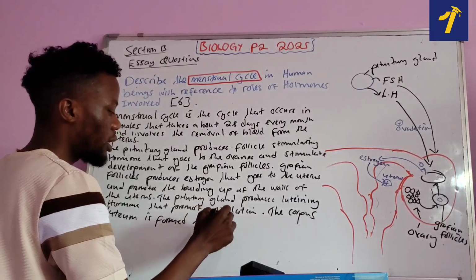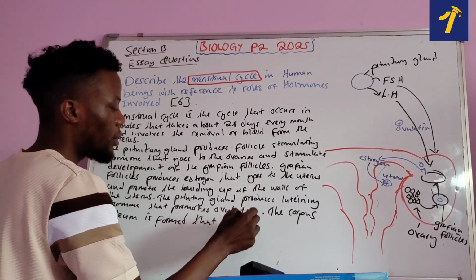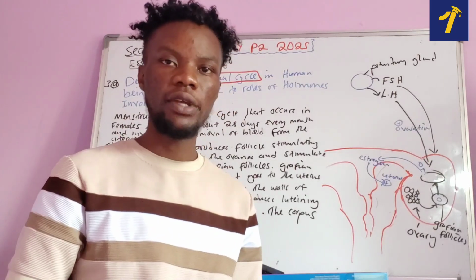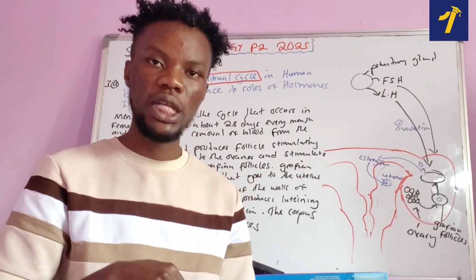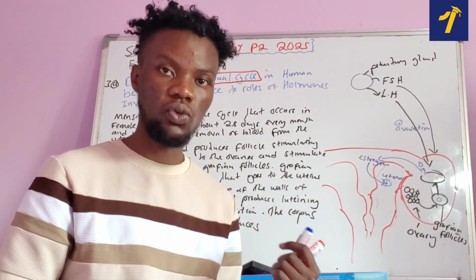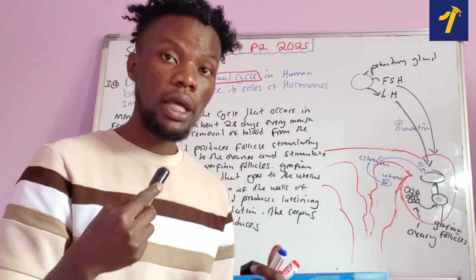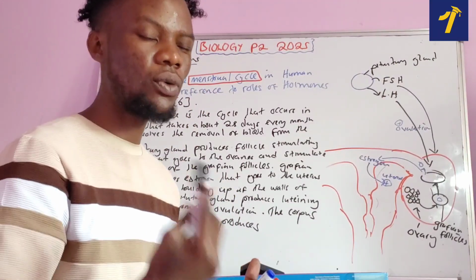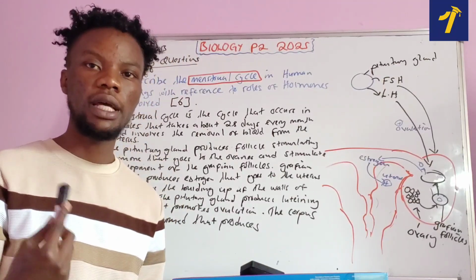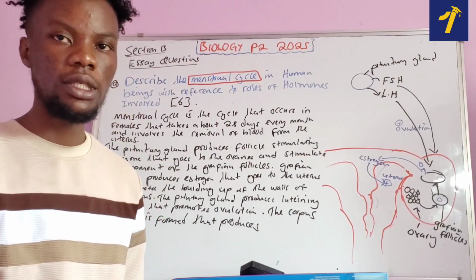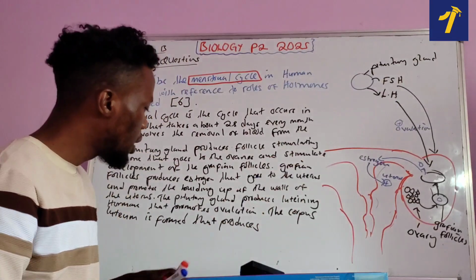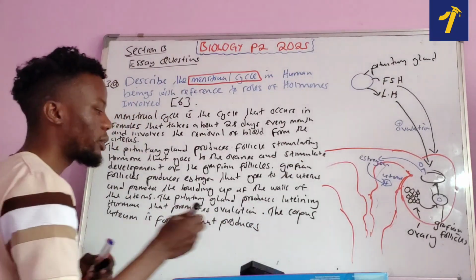It produces another hormone. Remember that estrogen was produced by the Graafian follicle. Now here, we don't have the Graafian follicle to produce estrogen. Now, the corpus luteum is the one that will start producing another hormone. Remember that in females, there are two important hormones. There is estrogen and progesterone. So the corpus luteum is going to start producing progesterone.